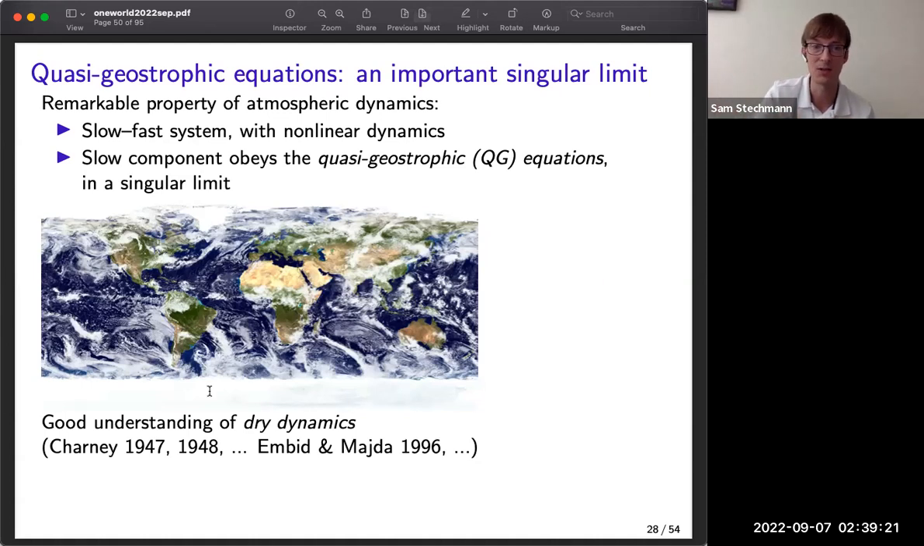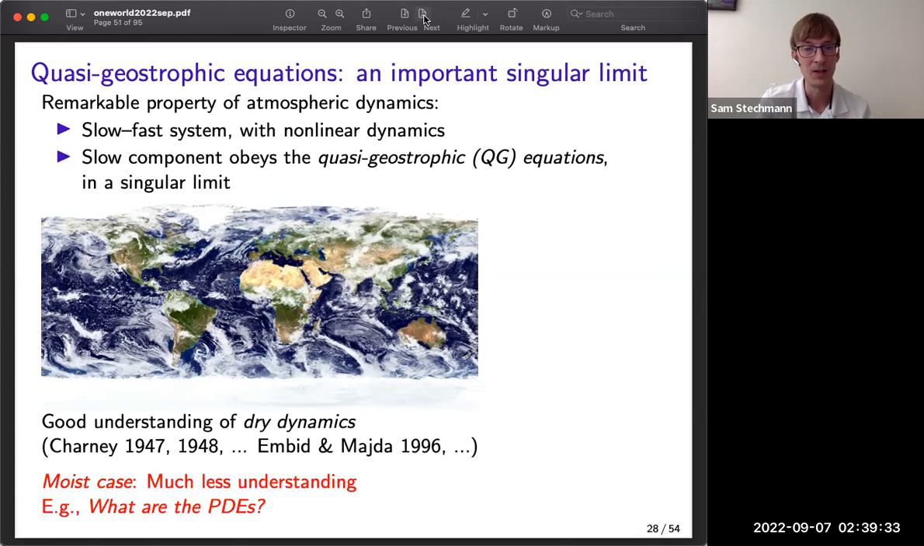And we have a relatively good understanding of this. In the case of dry dynamics, there are the original derivations by Charney and some rigorous proofs by Embid and Majda, just to mention a couple of pieces of our understanding, but there's much more. On the other hand, for the moist case, I would argue there's a lot less understanding. There's work out there to try to understand this, but I feel like there are big questions, even questions like what are the PVs that describe the QG limit when you have moisture or clouds.